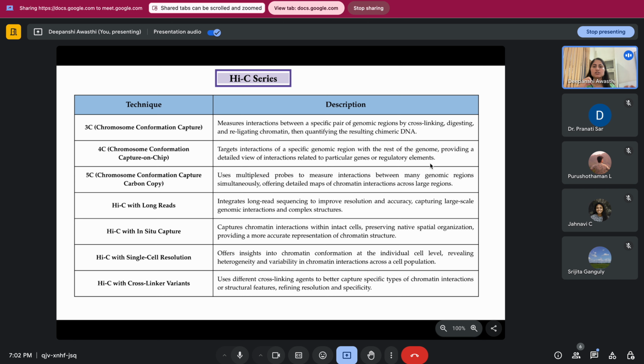It could silence that gene and it could control the disease. So in that scenario, I am only focusing on the P53 gene. So in that case, I will use 4C to check which are the other genes which are closer to it. So for that purpose you can use 4C.